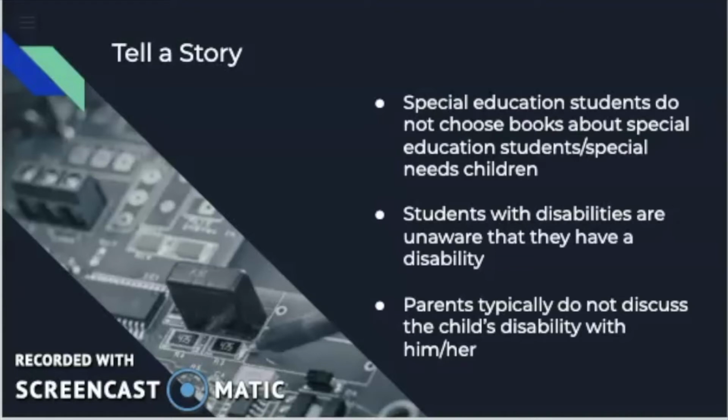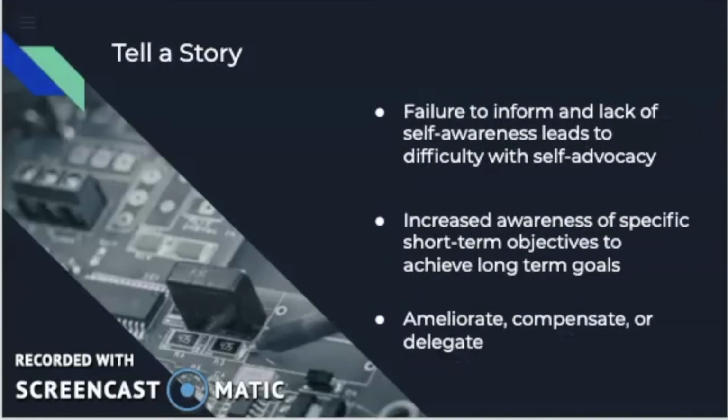Based on discussions with teachers, students with disabilities are unaware that they have a disability. Per the teacher's report, the parents typically do not discuss the child's disability with him or her, nor do the parents discuss the manners in which the disability may affect the way the child learns. It appears that parents are afraid to reveal this diagnosis to their children. This failure to inform and lack of self-awareness may have long-term effects on the student's ability to understand and articulate their needs. If students with disabilities are unaware of their differences, how can they advocate for themselves?